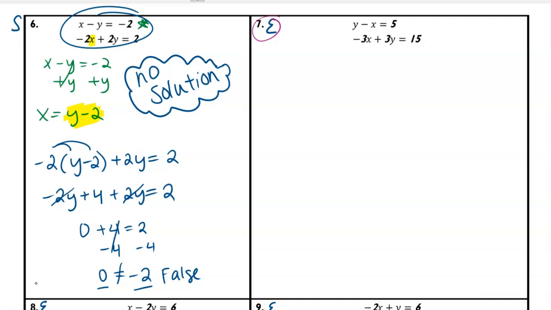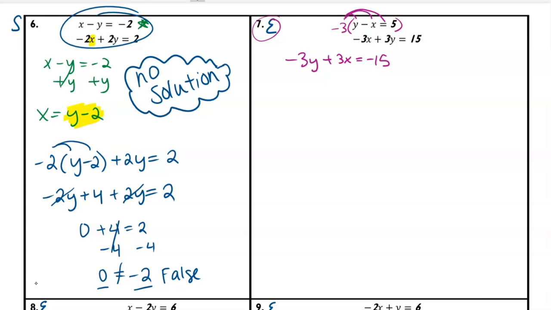Well, if this y had a negative 3, then those would cancel out. Or if this x had a positive 3, then those could cancel out. So it looks like we need to multiply this first equation by a negative 3 to get those y's to cancel out. So let's do that. So I just distributed the 3.